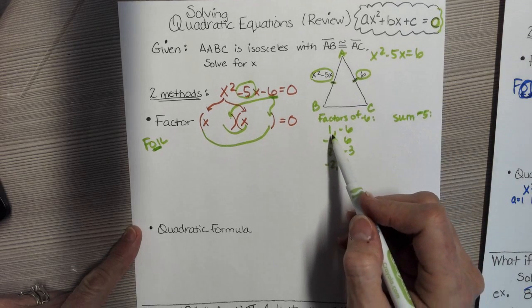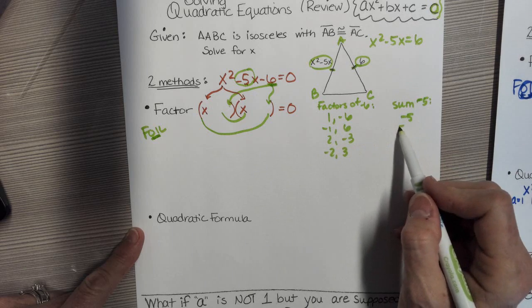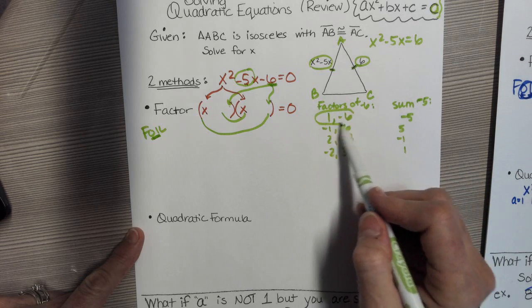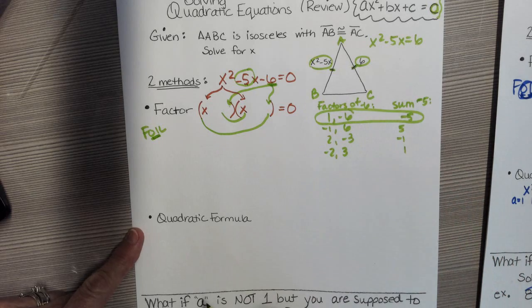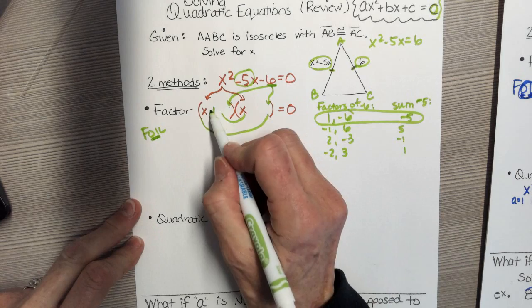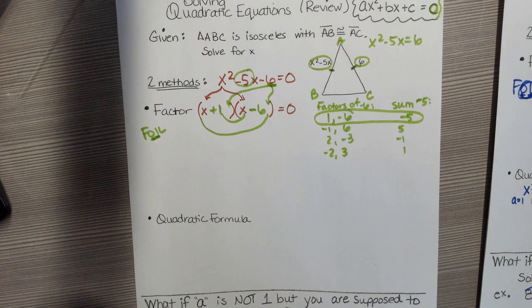So if I look at the sums, well, this is -5. Are they all -5? No. This one's +5, -1, +1. So there is the combination that's going to work for us right away. We're going to take 1, put it in here. We're going to take the -6, put it in here. And there's our factored form.